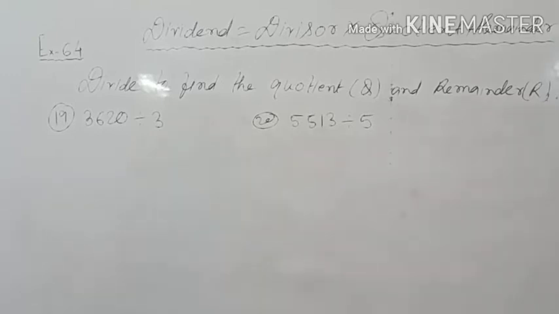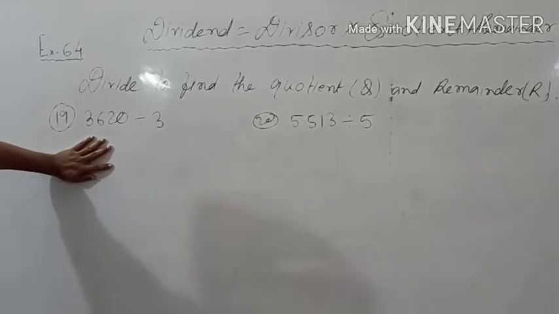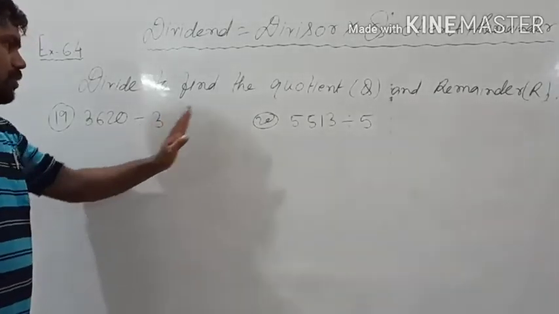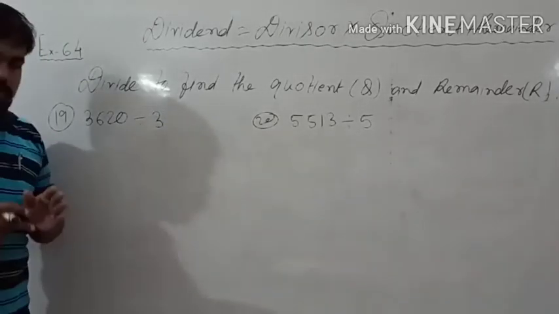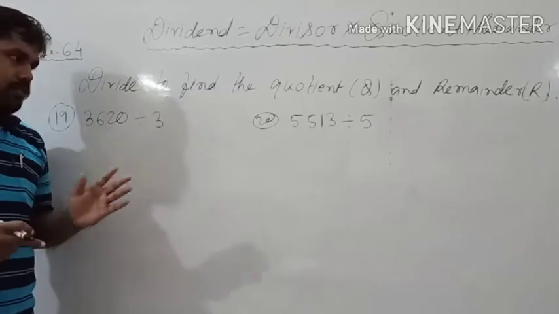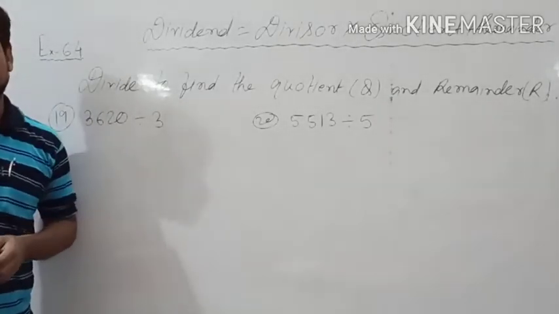Now we have the next exercise, which is exercise 6.4. Let us discuss some questions from this. So here two questions I have taken, 19 and 20. In this, very carefully listen to this process, because in this type of question the maximum of the students make mistakes.